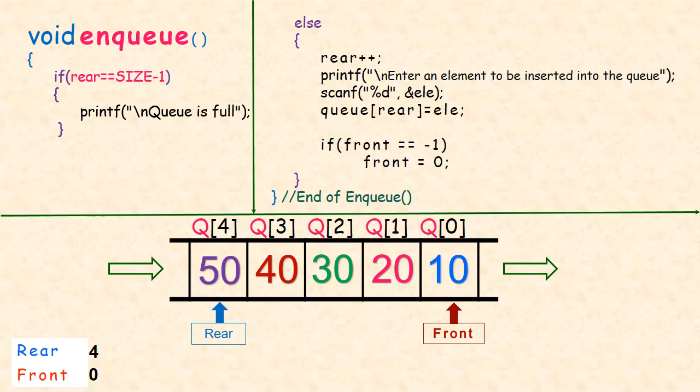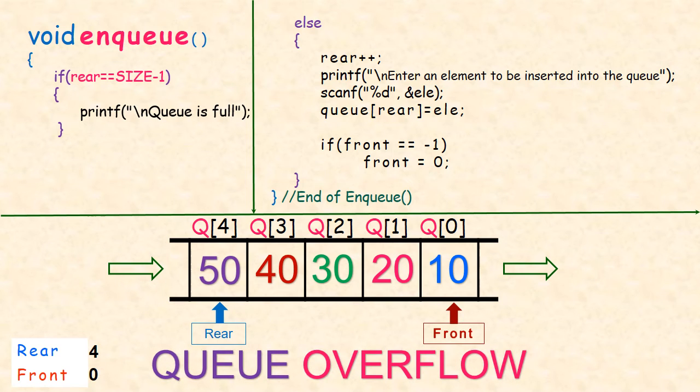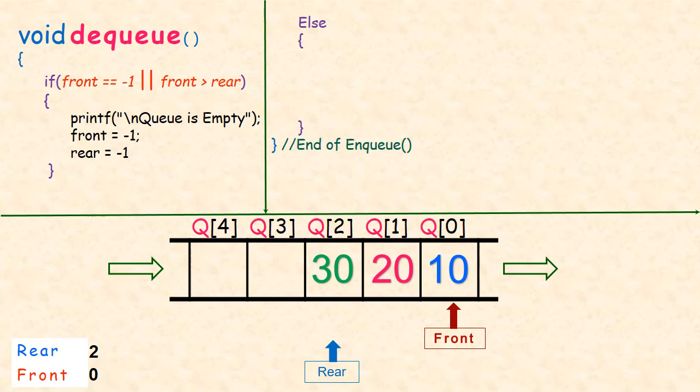So when this condition is satisfied, we display that the queue is full. And this particular condition is called the Q overflow condition. What? Q overflow condition, right? What is Q overflow? When the queue is full, if we attempt to insert a new element, that situation is called Q overflow. Right, now see the DQ operation.